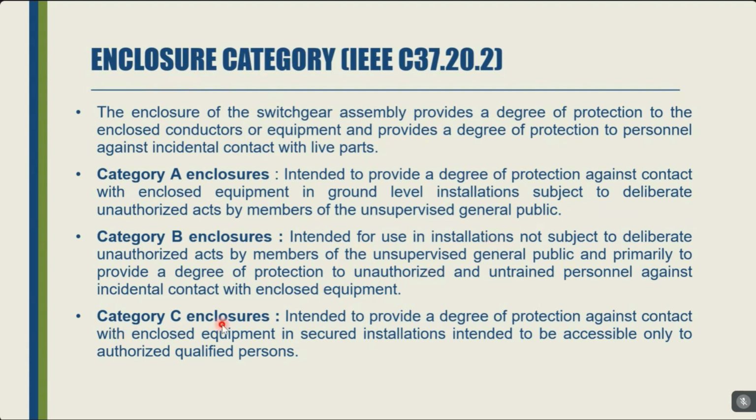Category C is intended to provide a degree of protection against contact with enclosed equipment in secured installations, accessible only to authorized qualified persons. So here the installation will also be in a secured room, and the person who can access it has to be a trained, supervised and qualified authorized person. These are the A, B, and C types of enclosure category defined in IEEE C37.20.2. This is exclusively defined in the IEEE standard and not mentioned in the IEC 62271 standard.